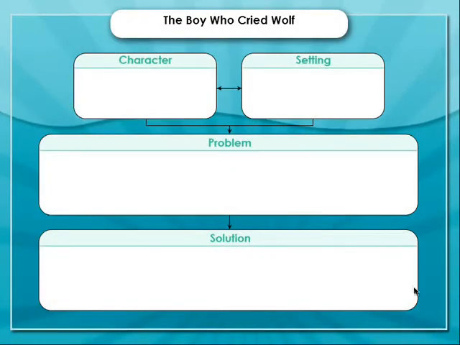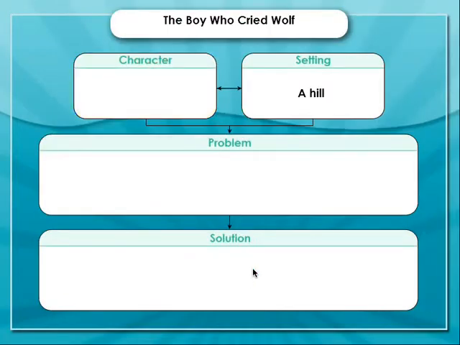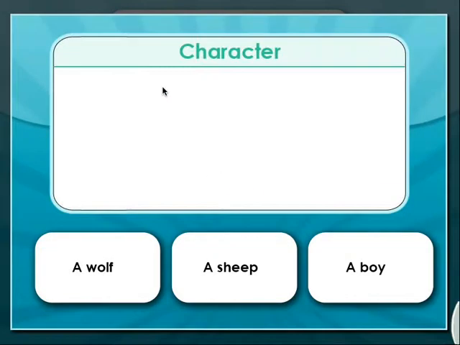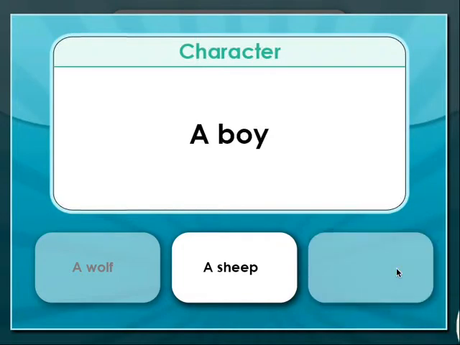Now that we've read the story, we're ready to fill in our story map. Click here. Setting. Where does the story take place? A hill. You got it. Click here. Main character. Click the most important character. A wolf. No, who is the story mostly about? A boy. You got it.